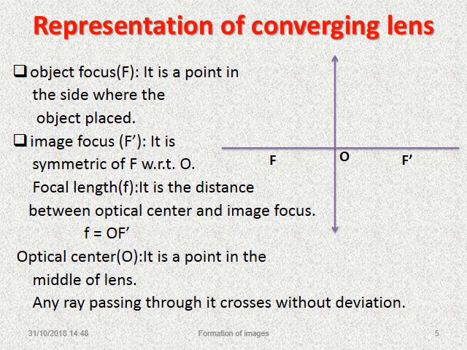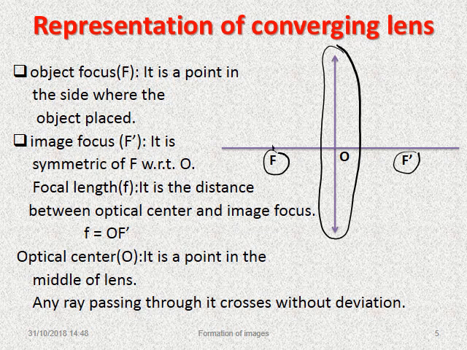Representation of converging lens. This is the symbol of converging lens. Object focus F is a point on the side where the object can be placed. Image focus F prime is the symmetric of F with respect to O. Focal length is the distance from O to F prime. Optical center O is a point in the middle of the lens. Any ray passing through the optical center continues without deviation.